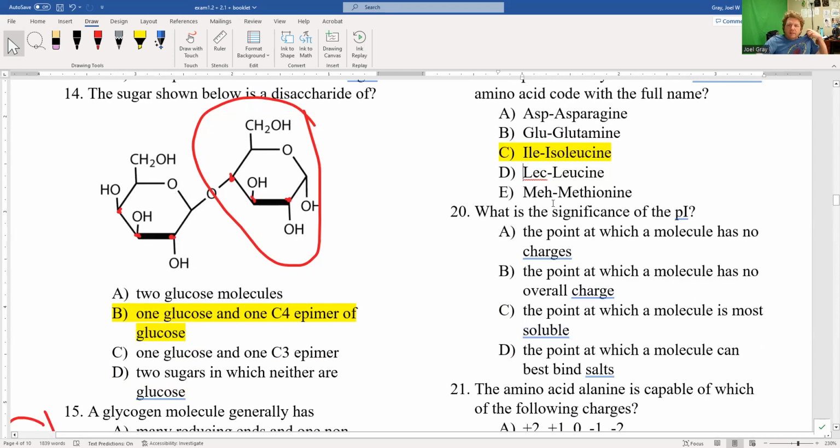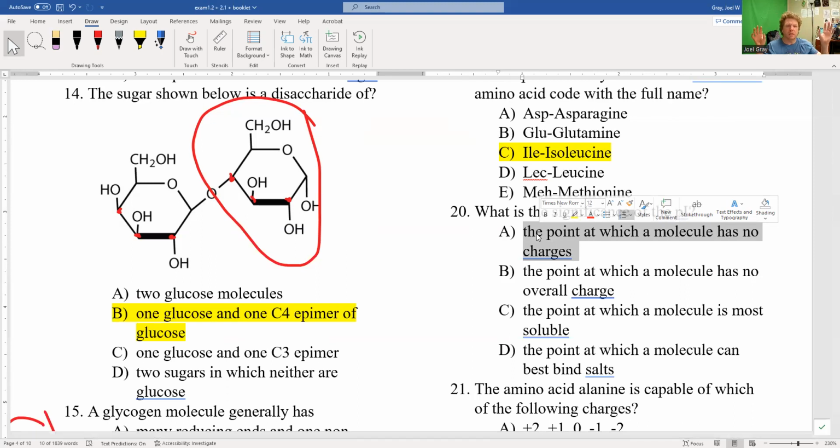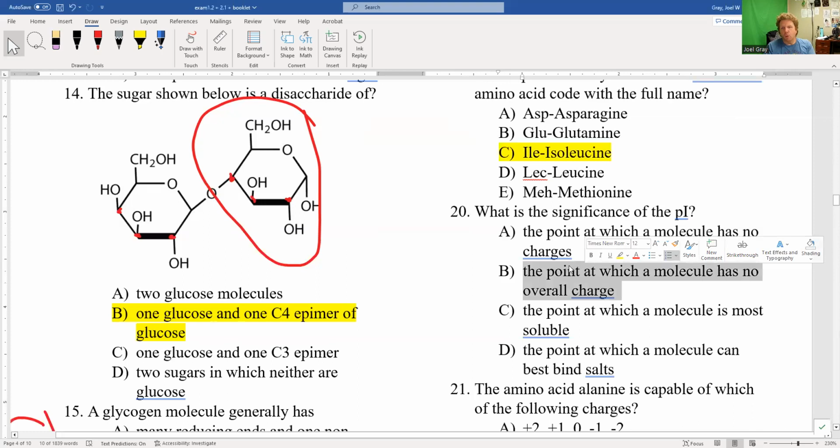What is the significance of the pI? So every molecule's got a pI. Every ionizable molecule is going to have a pI. A, the point at which a molecule has no charges. That's incorrect. It has no overall charge. Does it have charges? Yes, it does. It has positives and it has negatives, but they're in equal or in the right ratio to cancel one another out. B, the point at which a molecule has no overall charge. That is the correct answer.